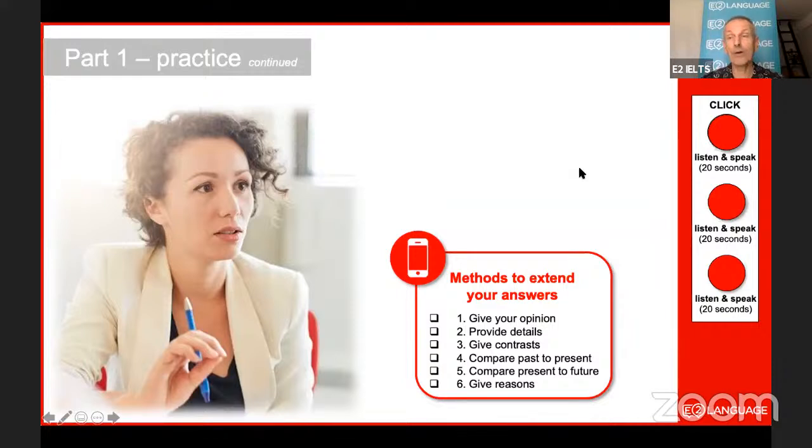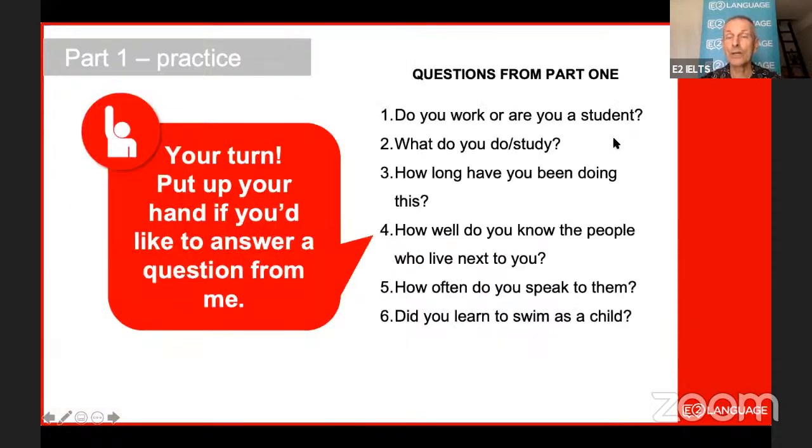Now, by the end of part one, you're warmed up, you're feeling relaxed, your language is working, your lips and your tongues are moving well, and you've activated your vocabulary, and you're ready for part two. But before we do, let's get some of you talking. Okay, so put up your hand. So that's in your participants. All right, put up your hand. And we've got Mansi first.